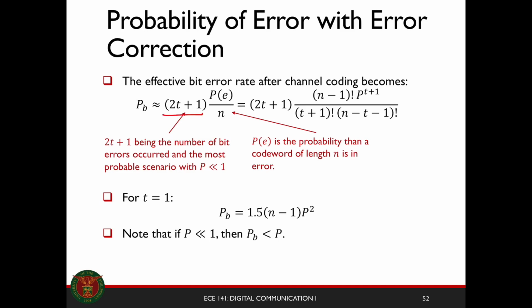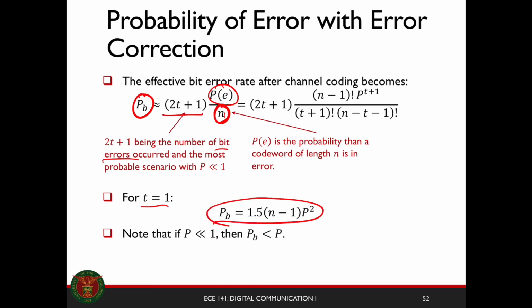So t plus 1 here is the number of bit errors that occurred in the most probable scenario. This is the probability of code word error, and this is the probability of bit error. That's why we divide it by n. So if your error correcting code has t equal to 1, then the probability of bit error is equal to this.